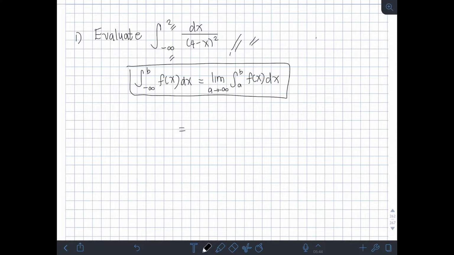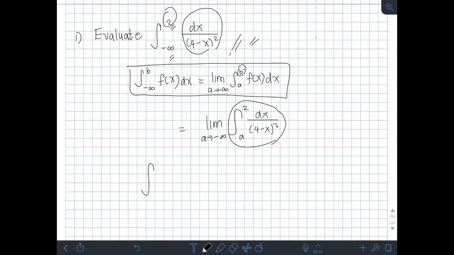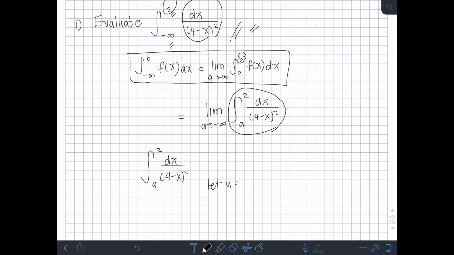So, equal siya sa limit ng integral ng f of x dx. So, ito yung expression na yon, dx over 4 minus x squared. And then, from a to b, this time yung b natin is 2, right? And then, as a approaches negative infinity. So, evaluate muna natin tong definite integral. So, we have integral of dx over 4 minus x squared from a to 2. So, pwede nating i-let u dito itong denominator natin na 4 minus x. So, let u equals 4 minus x.